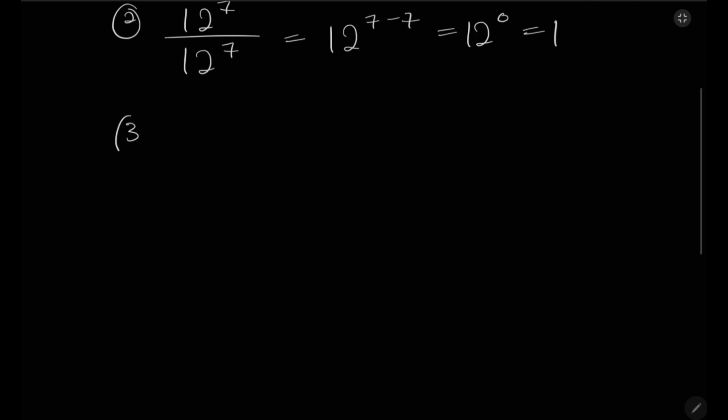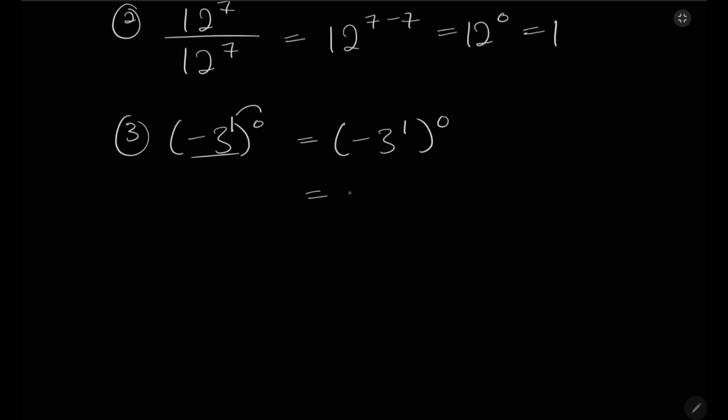Let's move to number 3. If we have negative 3 to the power 0, what should we do? You have negative 3 here, right? Which is basically negative 3 to the power 1. So we say negative 3 to the power 1, then 1 times 0 is 0. Negative 3 to the power 0 is 1. Anything raised to the power 0 is 1.